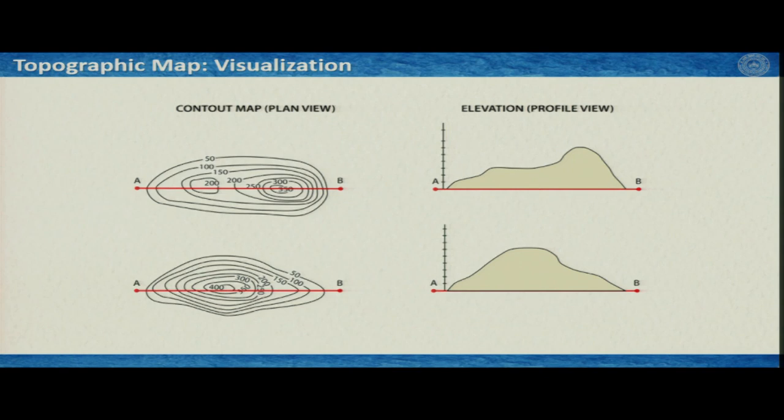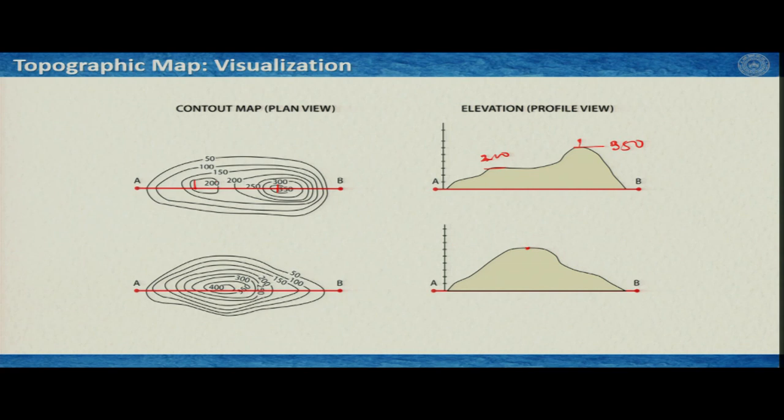This is another one. You see we have two concentric circles, but this concentric circle closes at 200 meters and this closes at 350 meters. So therefore this must be of higher elevation compared to this. And if you make a section, you can see that this is your 350 and this is somewhere your 200. So this is how you visualize it, and this is another one. We have a single peak and we get a single peak here.